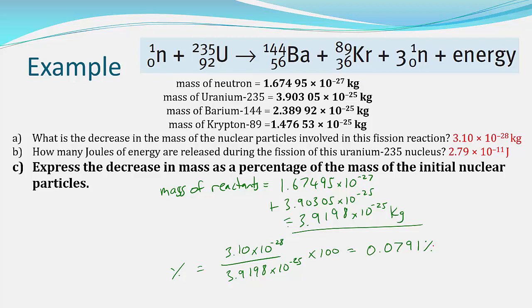The point that we're making here with these questions is that, for starters, the amount of energy that's released in one fission reaction is actually quite small. It's 2.79 times 10 to the negative 11. But remember, this is one reaction. And the difference in mass is 0.0791%, so the decrease in mass is also very, very tiny. But as the next part of this question will demonstrate, this is actually a huge amount of energy, relatively anyway.